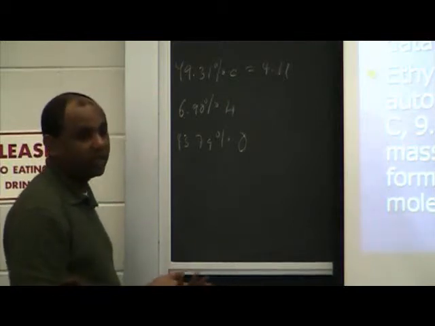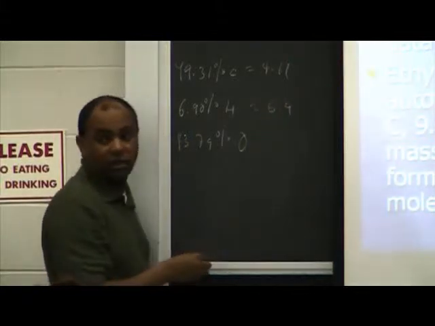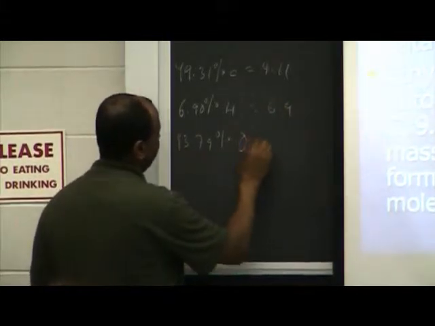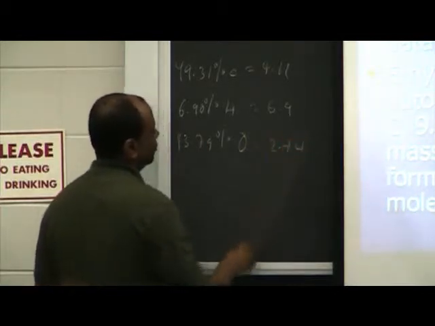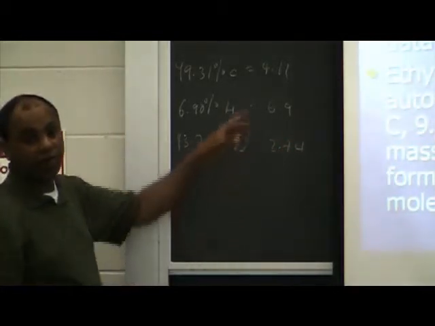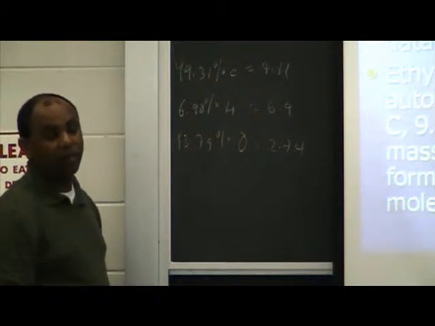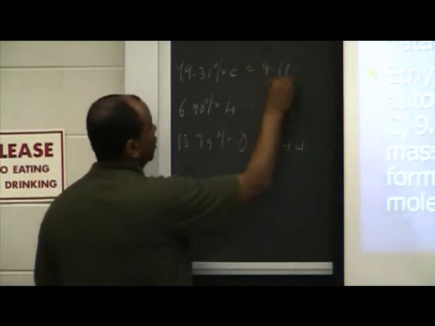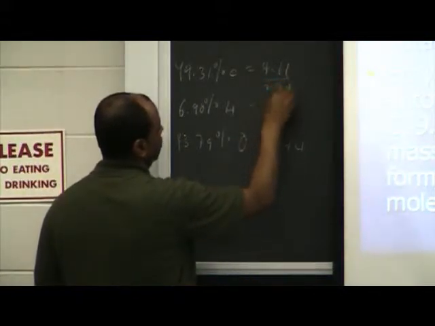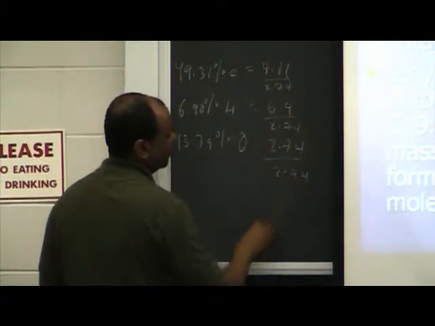6.9 divided by 1? 6.9. Right? 43.79 divided by 60? 2.74. Okay, we have 3 more ratios. What's the next step? Divided by the lowest one, which is 2.74. Right?